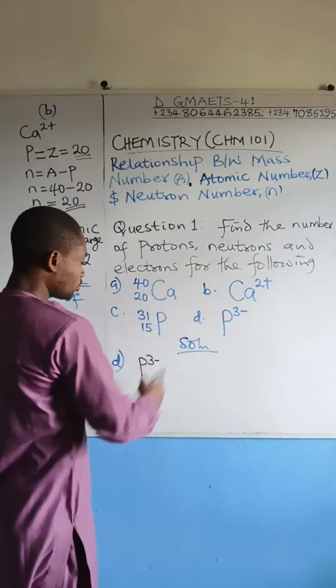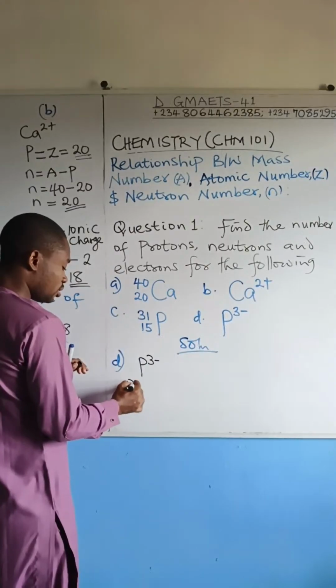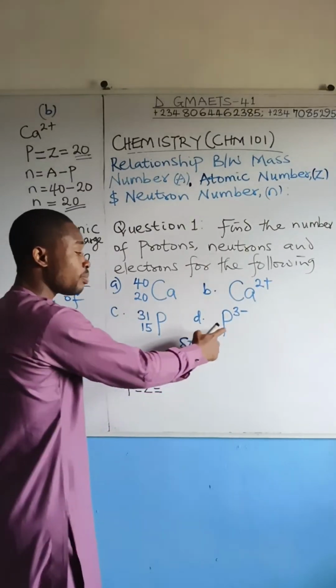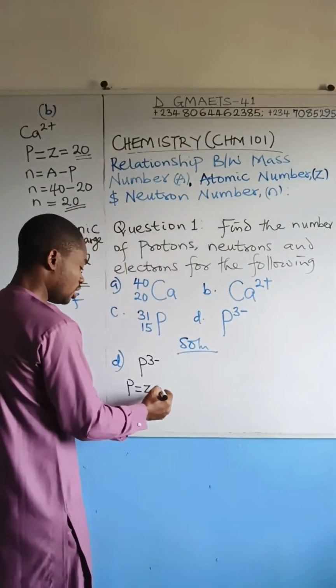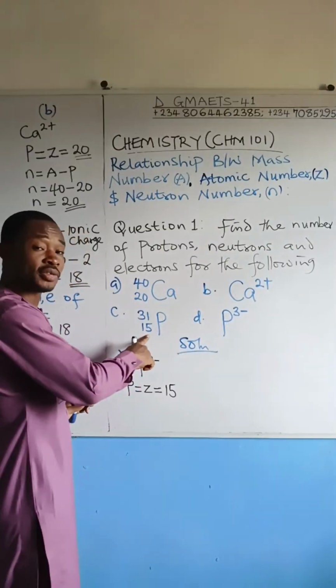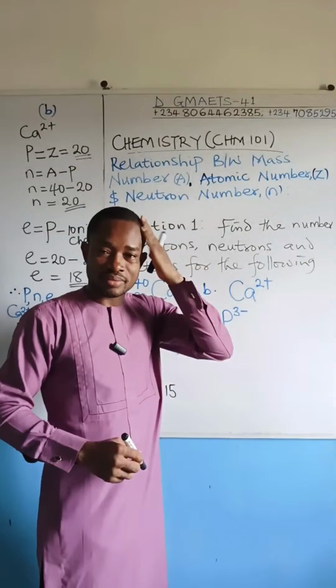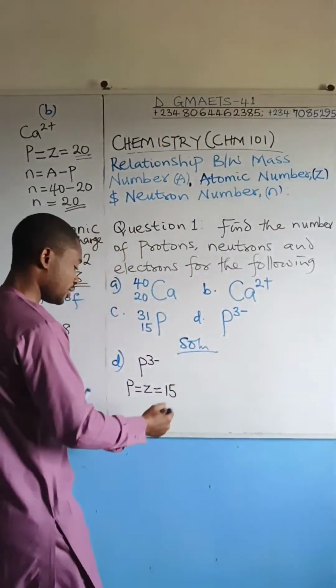Phosphorus ion. So we start with the proton number. Proton number, as usual, is equal to atomic number, and the atomic number of phosphorus, whether ion or atom, is 15. So I'm going to write 15. Look at it here. That is why your first 20 elements, you don't joke with them. Please memorize them. Cram them in that order, 1 to 20.